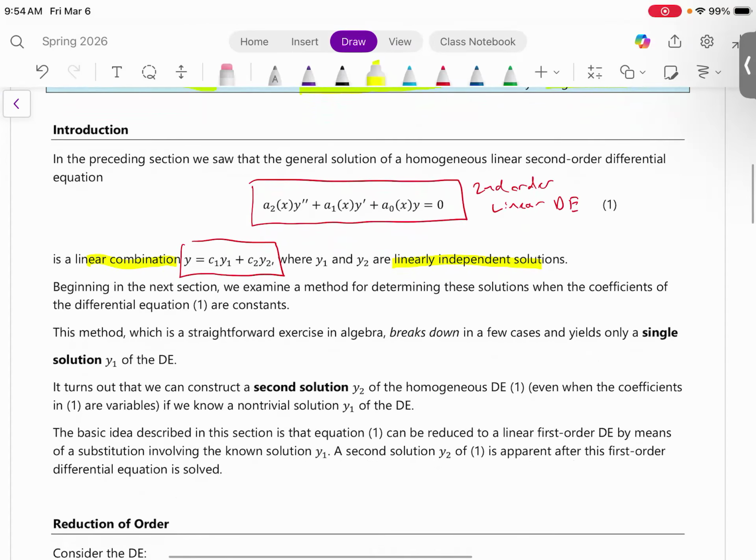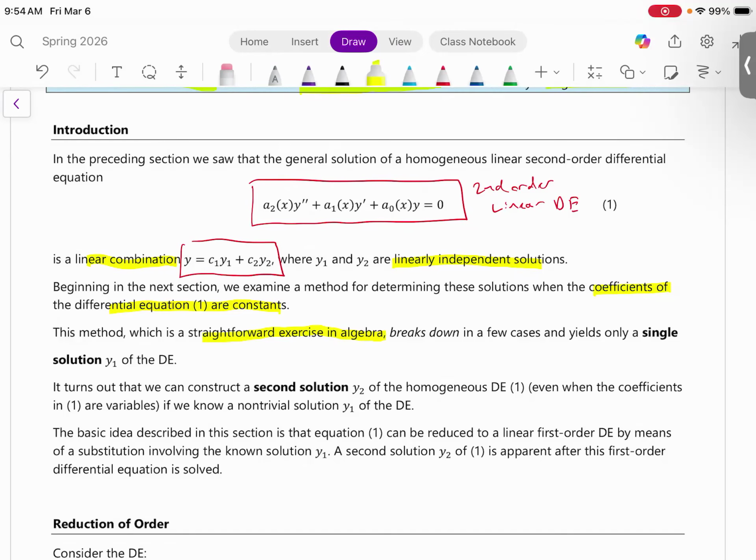So in the next section, we're going to learn a method for determining these solutions when the coefficients of this second order differential equation are constant, so like a2, a1, a0 are constants. When we get there, it's a straightforward exercise in algebra. We'll have a quadratic function, we'll factor it, and get our constants.